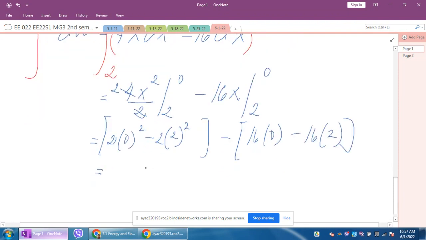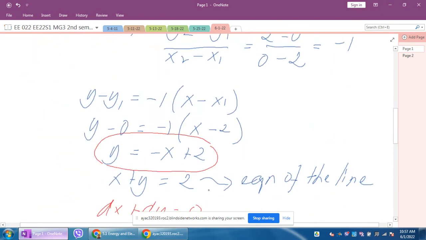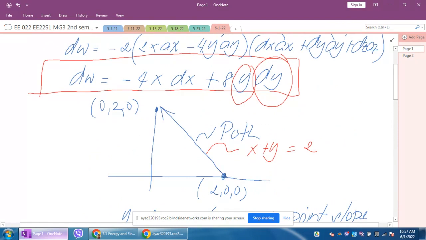Simplify po natin. We have negative 8 minus minus. This becomes plus 32. Tama po ba? And the final answer will be 24 positive. So ang unit po ng work natin is in terms of joules. So this is the work done in moving a positive 2 coulomb charge from this point up to this point over the field given. So take note po, yung field natin, puwersa po ito ha. Ito po yung electric field natin. Yan po yung agos ng field. Electric field E.